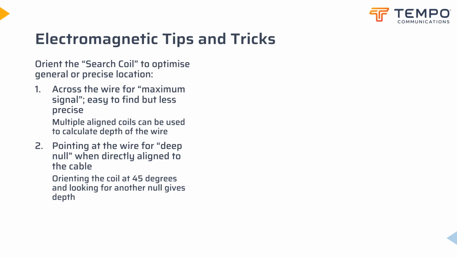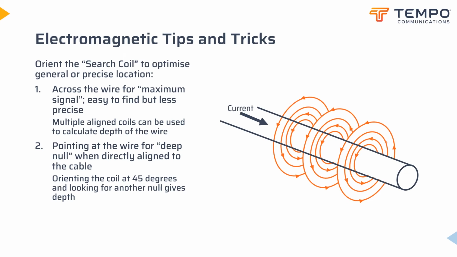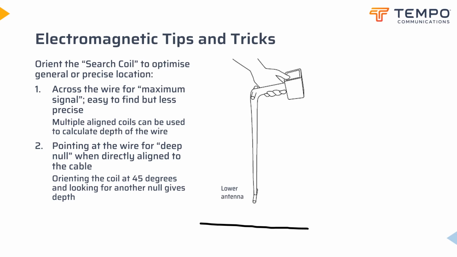Remember that drawing from an earlier slide showing the magnetic field developed around a conductor that is carrying an electric current? Let's think about how the search coil might sense that field, particularly with regard to identifying the precise location of the conductor or its depth. When the search coil is oriented at 90 degrees to the path of the cable, then the maximum number of magnetic field lines will couple to the coil, giving a peak in the signal. This is great for following the route of the cable and is great for most purposes.